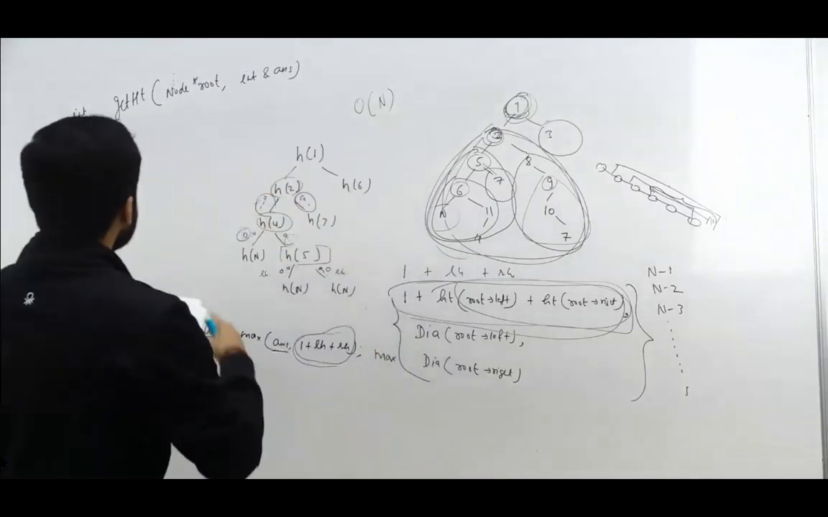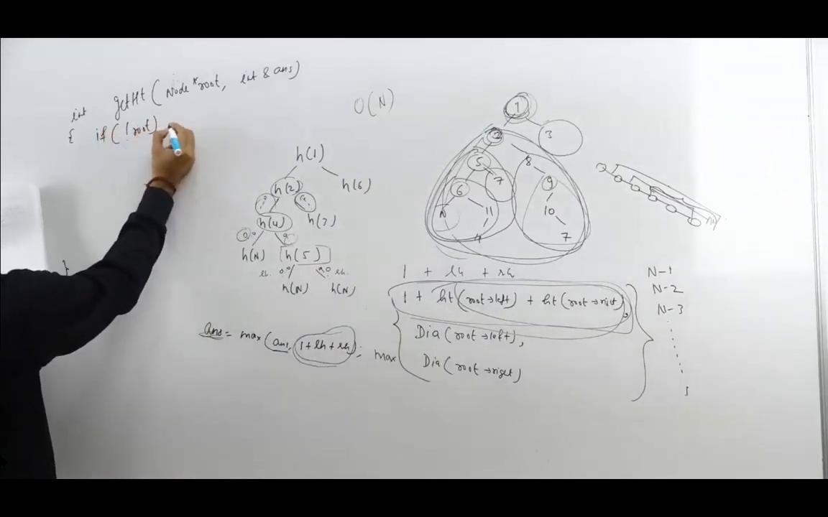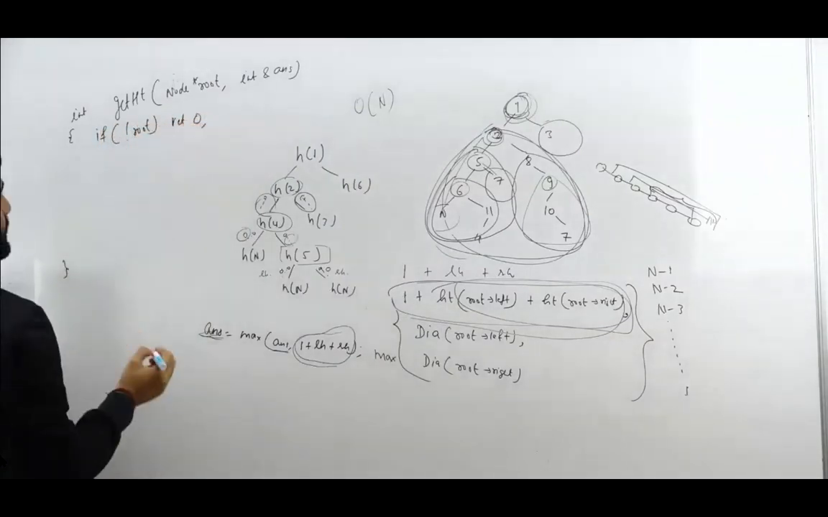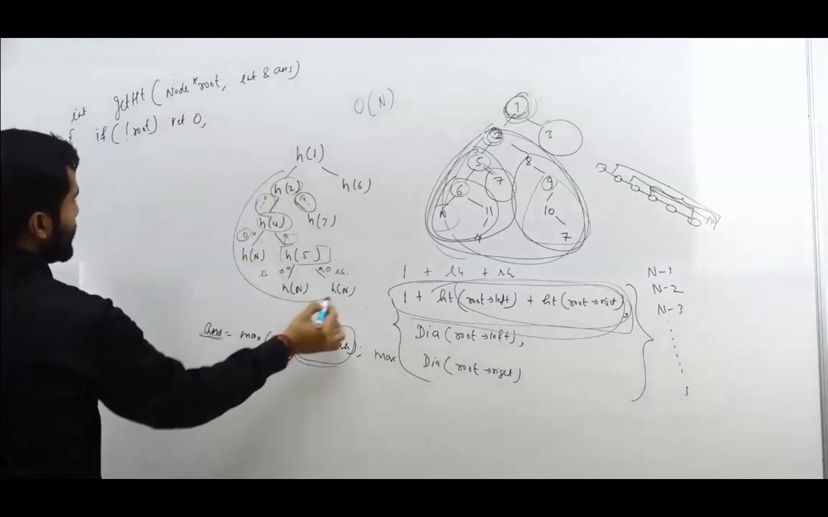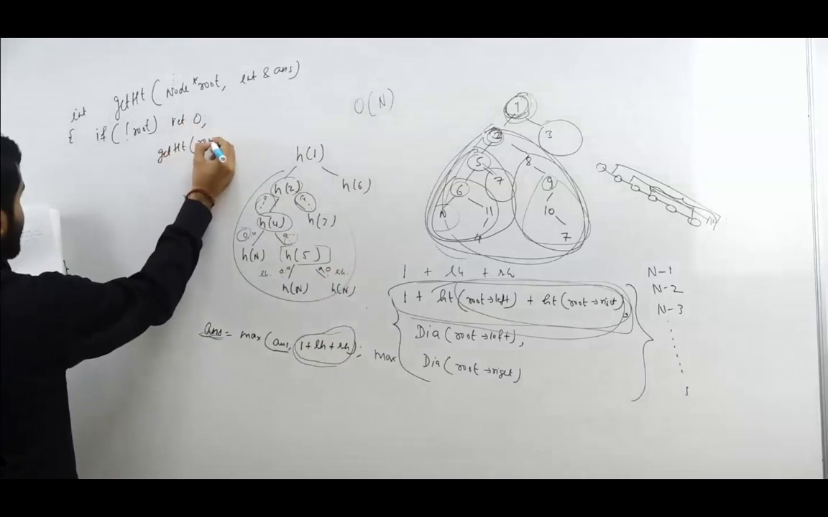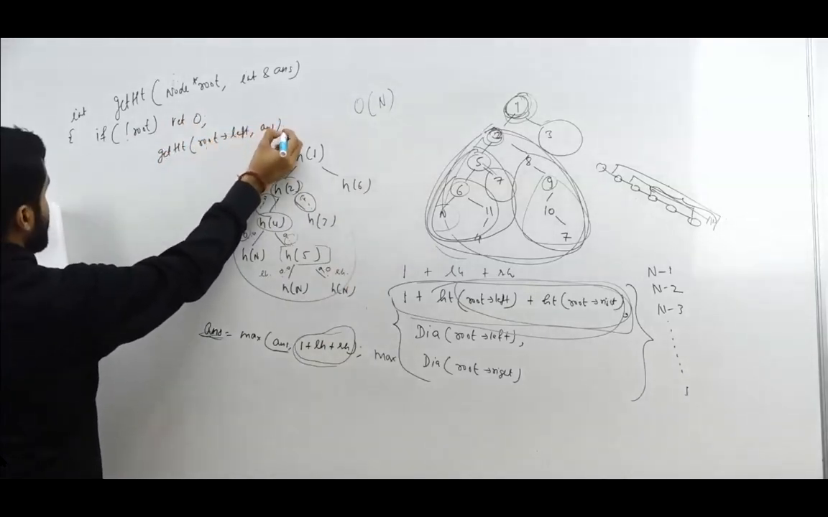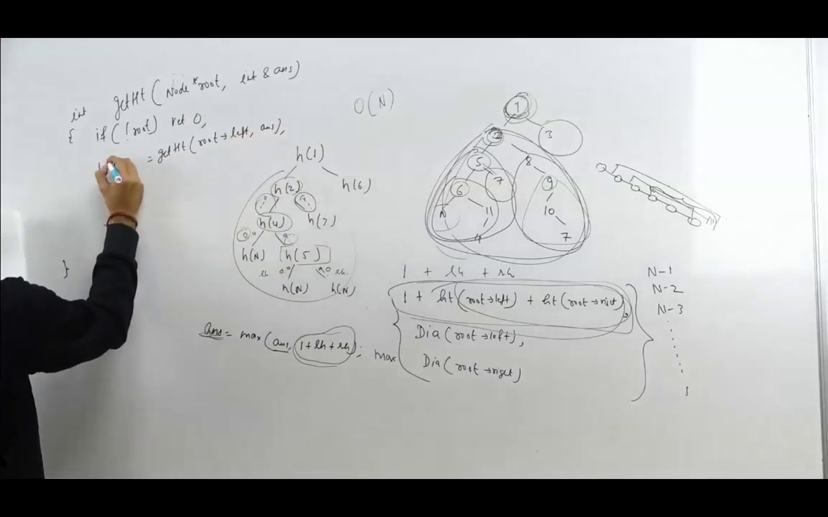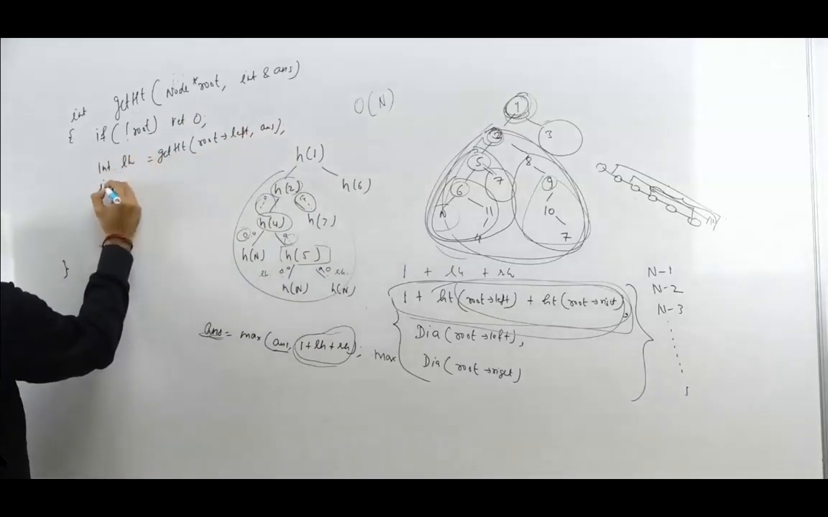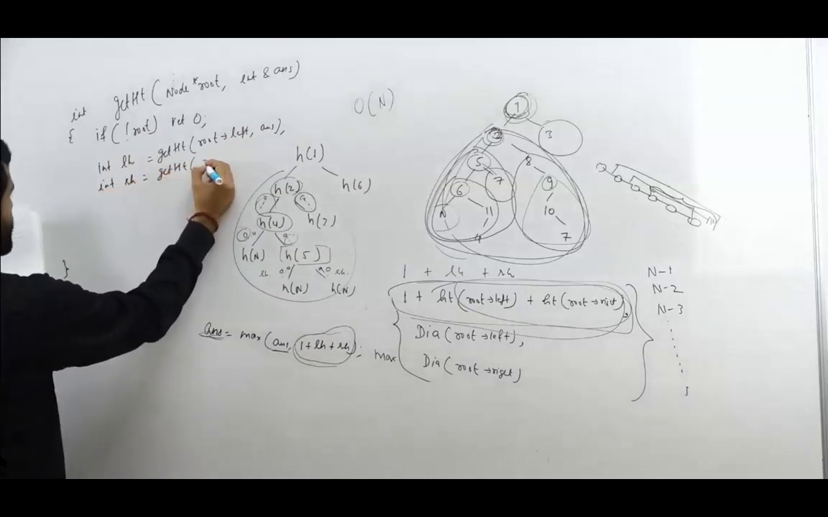Okay, so what did we write here? If our root is null, return 0. Otherwise, what was the first step? Get the height of left. Get the height of root left. Okay, store it in some left height. Similarly, get the height of root right.